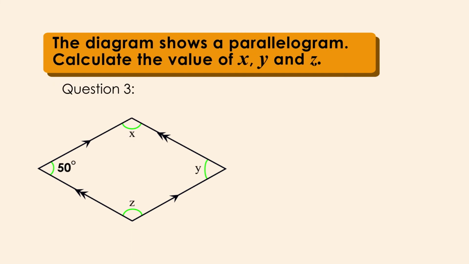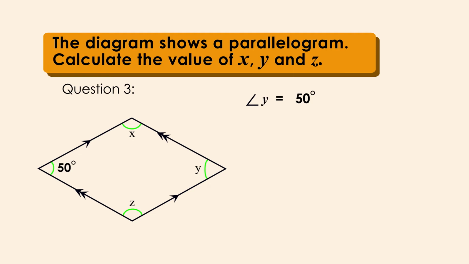Look carefully at the diagram and check what you know. We know that the opposite angles in a parallelogram are equal. That means angle Y is equal to the opposite angle, which is 50 degrees. Now, in order to find the value of X and Z, we have to understand that both X and Z are also opposite angles to each other.